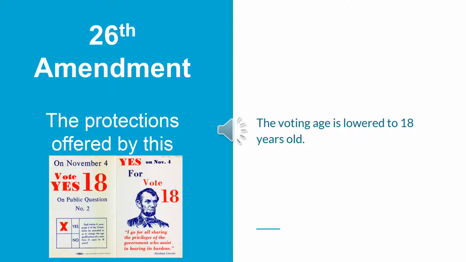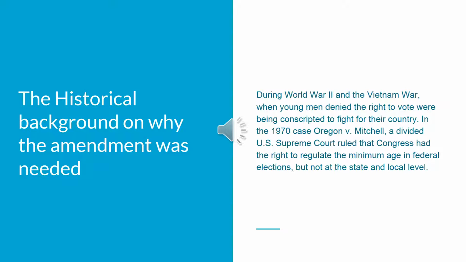The protection offered by Amendment 26 is that the voting age is lowered to 18 years old. The historical background of Amendment 26 is that it starts off during World War II and the Vietnam War, when young men were denied the right to vote, but they were allowed to fight for the country. In the 1970 case, Oregon versus Mitchell, a divided U.S. Supreme Court ruled that Congress had the right to regulate the minimum age in federal elections, but not at the state and local level.